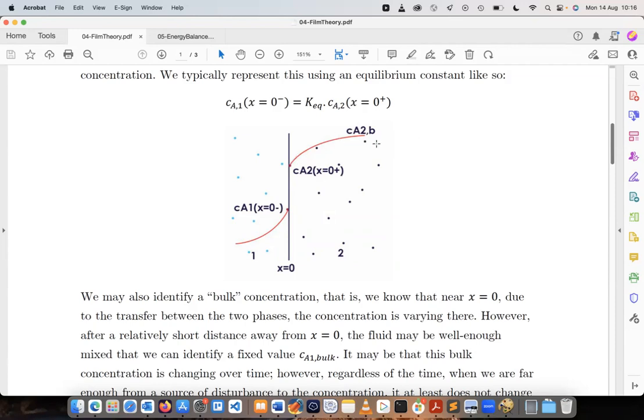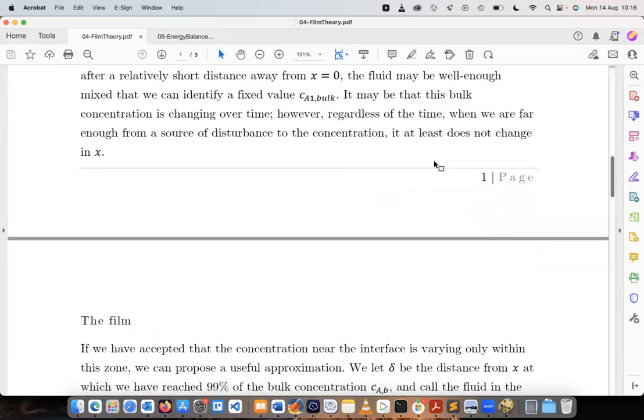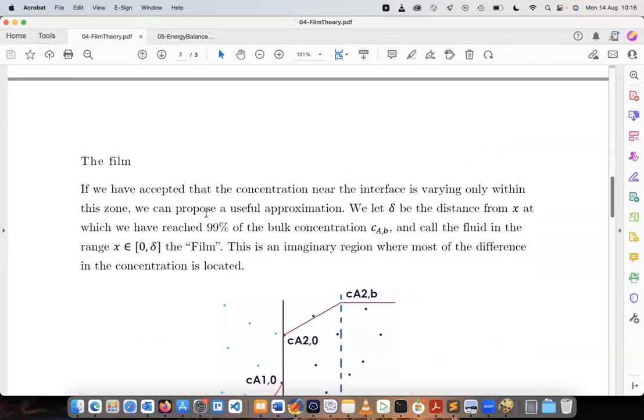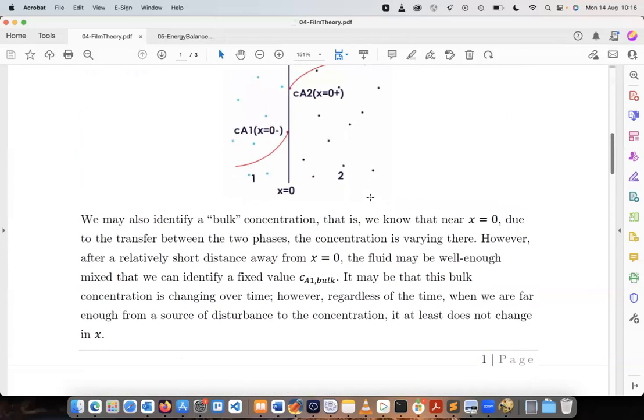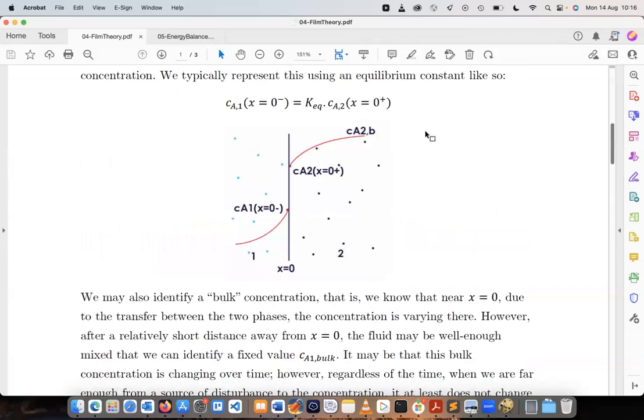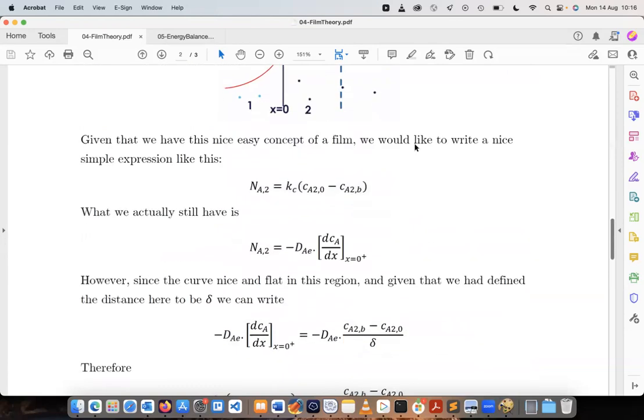So we need some criterion. We need to choose a criterion. We need to say where enough is enough. So we propose as chemical engineers that we are going to define the film to be where we are at 99% of the bulk concentration. That's a purely arbitrary number, but we do that. As chemical engineers, we say enough's enough. I'm at 99% of the bulk at this point, at this location. So that's my film thickness. That's how we can get that delta.